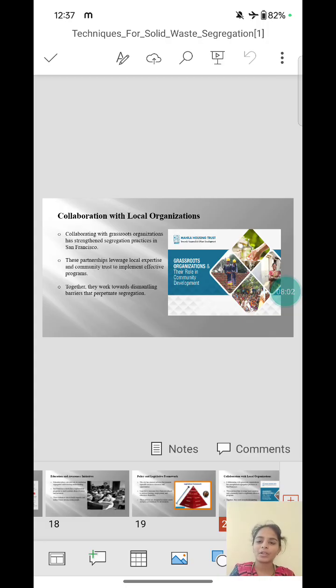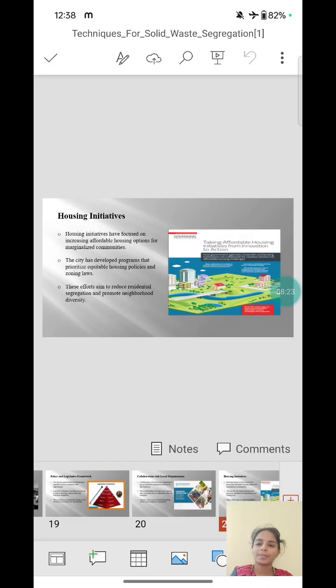Collaboration with local organizations. Collaborating with grassroots organizations has strengthened anti-segregation practices in San Francisco. These partnerships leverage local expertise and community trust to implement effective programs. Together, they work towards dismantling barriers that perpetuate segregation.